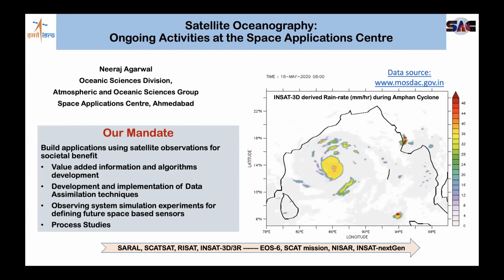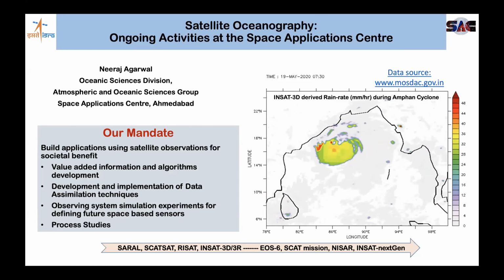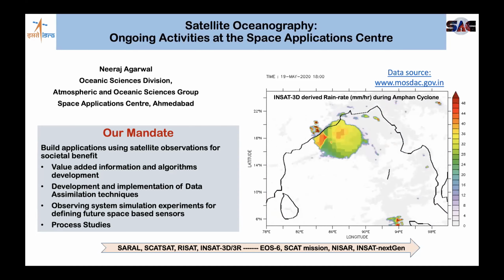And in future, we will be having the OceanSat 3, which is renamed as EOS-06, and then the SCAT mission will continue. Then we have the ISRO-NASA joint synthetic aperture radar named NISAR, and then also coming up in future will be the INSAT next generation of satellites.